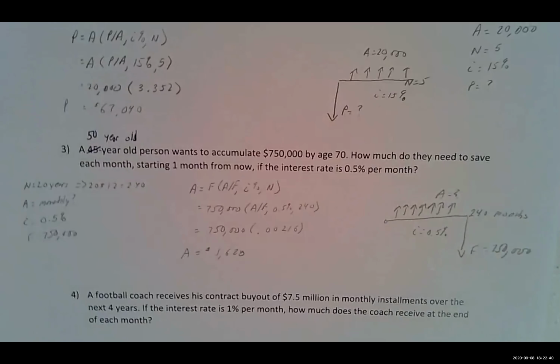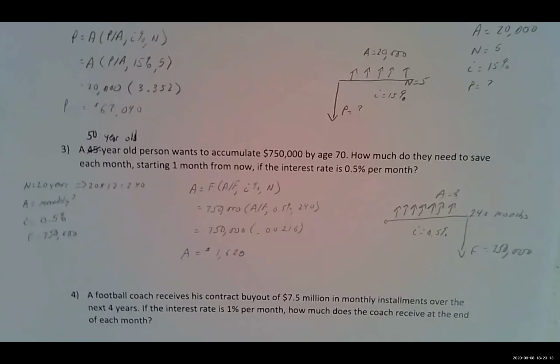So you think about that. They're getting a paycheck, and maybe they're paid monthly, maybe they're paid bi-weekly, but every month they're going to put away $1,620 into the bank, and it's a guaranteed return of 0.5% per month, and they're just going to keep doing that for the next 20 years, but they will be able to draw $750,000.